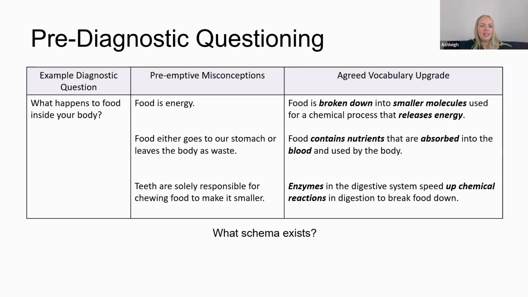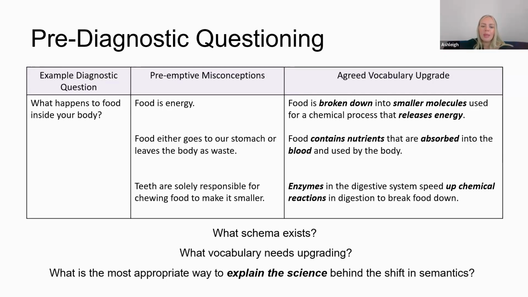So by using this agreed vocabulary upgrade and the preemptive misconceptions, we've come up with this diagnostic question, and it actually gives us so much information. What schema exists? What sort of preconceived ideas do our students have? What vocabulary do I need to upgrade? And what is the most appropriate way to explain the science behind the shift in semantics?